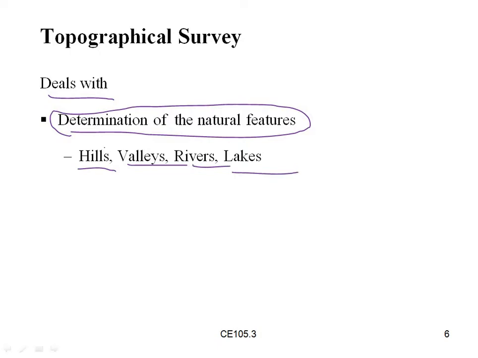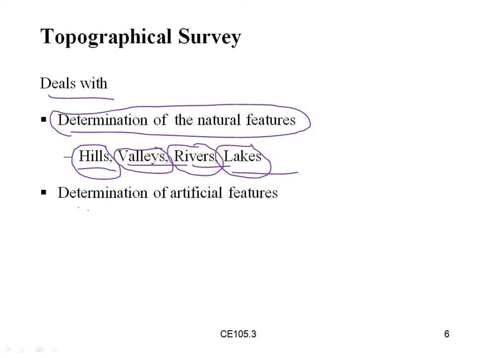Hills have very large heights. They are in the forest regions, and valleys are also in forest regions. Rivers we can see in villages, towns and cities, and lakes are formed by nature. After doing the topographical map survey, we can find out all these things. And next is the determination of artificial features.